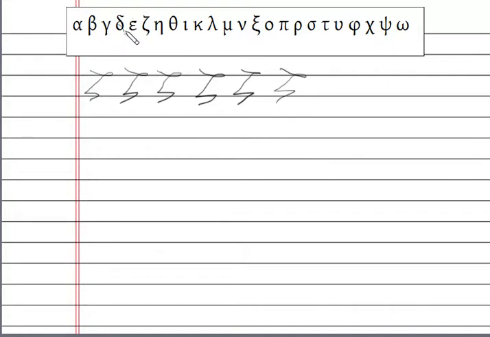Alpha, beta, gamma, delta, epsilon, zeta. Let me see if I can make one decent one here. Slide it down and hook. Not really. I'm going to make my brush size a little bit bigger and see if that helps.